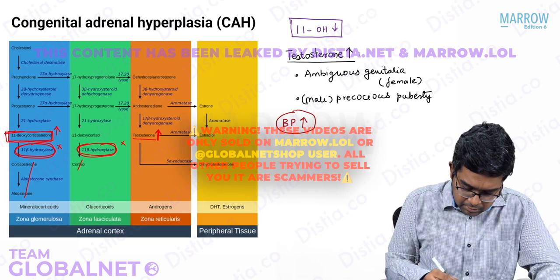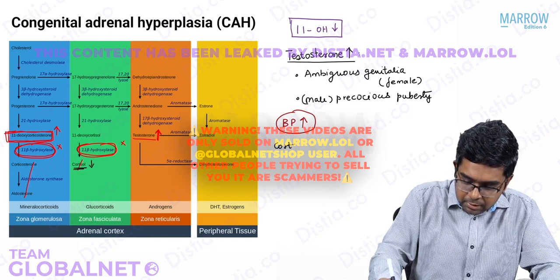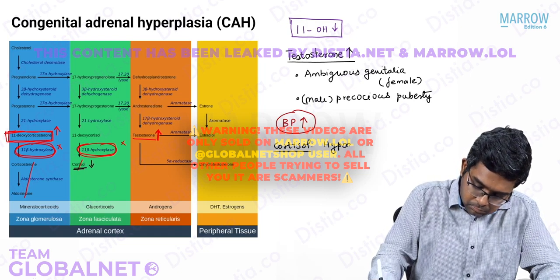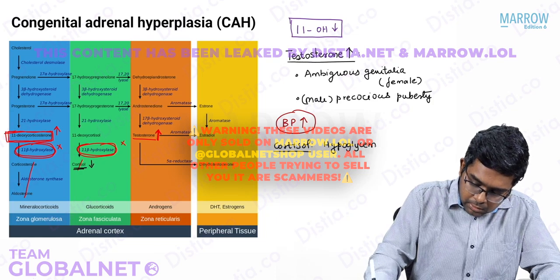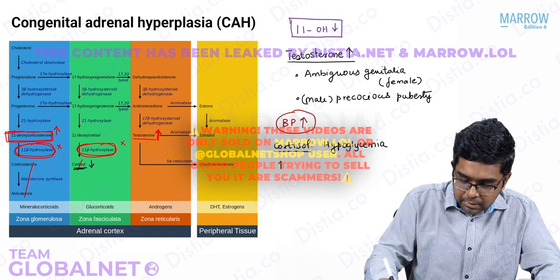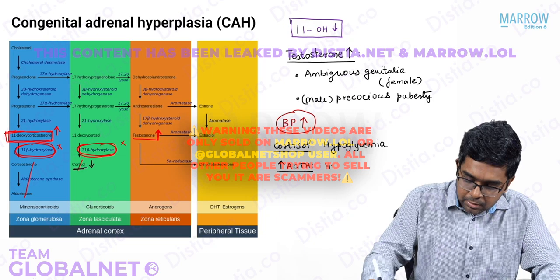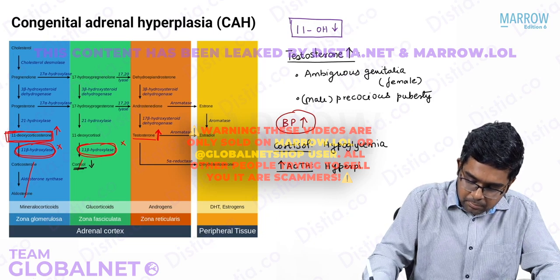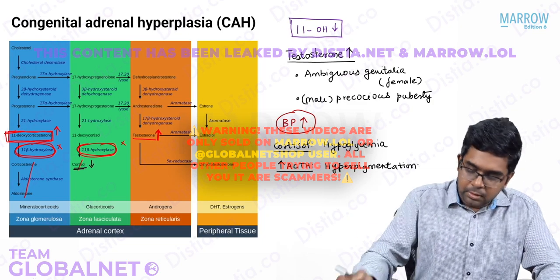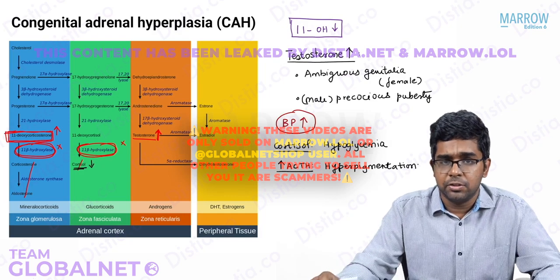Okay, the other feature is the common one. What is that? Cortisol is low. So low cortisol will result in hypoglycemia. And as I said before, in all cases of congenital adrenal hyperplasia, you will have increased ACTH. And what would be the feature of that? You get hyperpigmentation. These are the classical features of 11 hydroxylase deficiency.